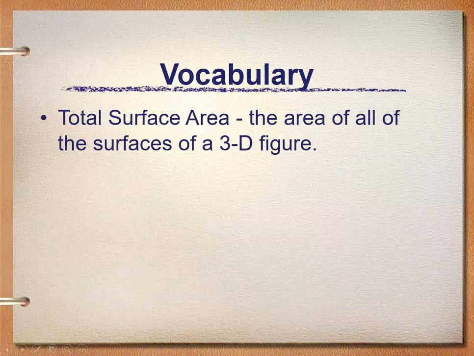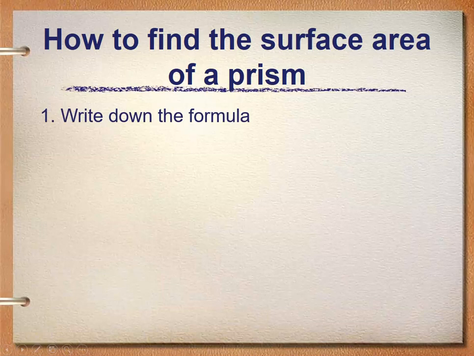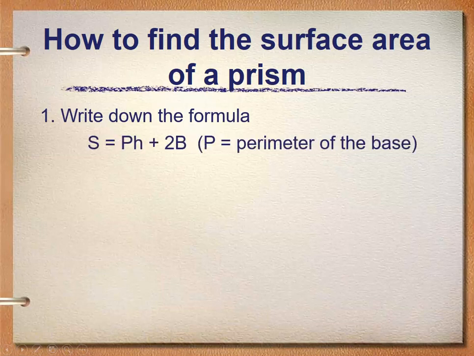So again, total surface area is the area of all the surfaces, so everything around. And lateral is everything except for the bases. So the formula for prisms is Ph plus 2B. This big B is something new that we have not seen. Big P means perimeter of the base. And remember, big B means area of the base. Okay, so we have seen big B before.